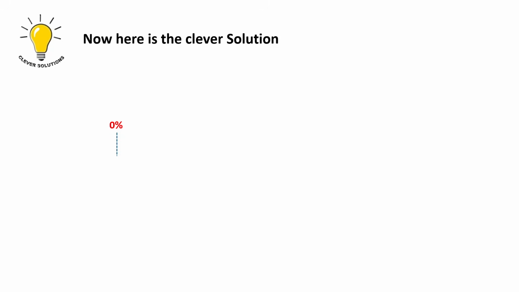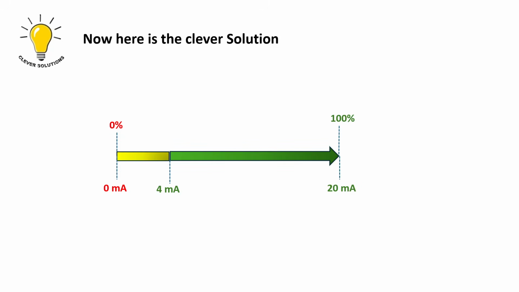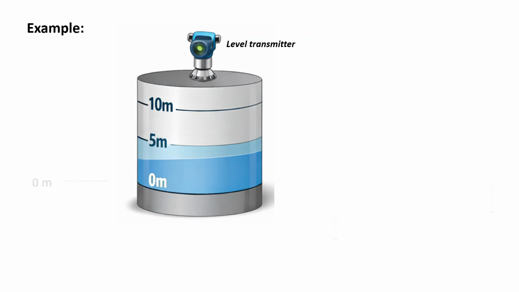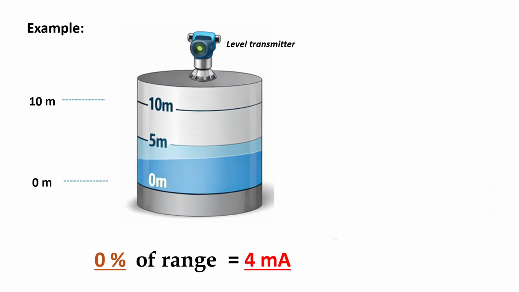Now, here is a clever solution. Instead of assigning 0% of the process range to 0 milliamp, the industry assigns it to 4 milliamp. This is known as a live zero. For example, imagine a level transmitter measuring from 0 to 10 meters. When the tank is completely empty, I mean 0 meters, the transmitter doesn't send 0 milliamp. Instead, it sends 4 milliamp.